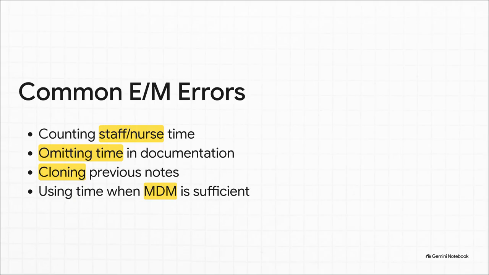Before we finish up, let's do a rapid-fire rundown of the most frequent documentation failures that inevitably lead to claim denials. Number 1, using time-based codes when your medical decision-making documentation was already sufficient for a higher level. You're leaving money on the table. Number 2, improperly counting clinical staff or nurse time toward the provider's total time. Remember, provider time is provider time only. Number 3, omitting the total time documentation in the actual note. And finally, the most notorious trap of them all, cloning notes. Copying and pasting previous visit notes without individualizing today's encounter is a massive, flashing red flag for auditors.